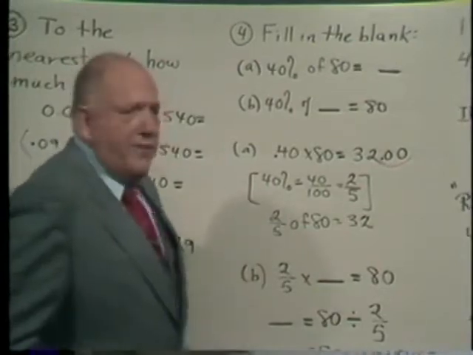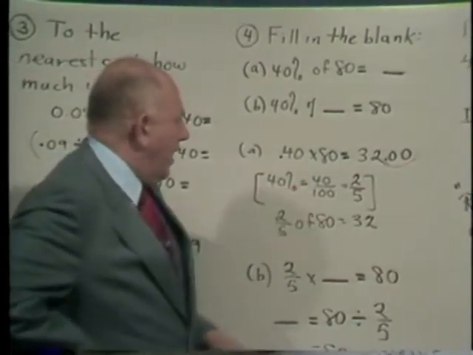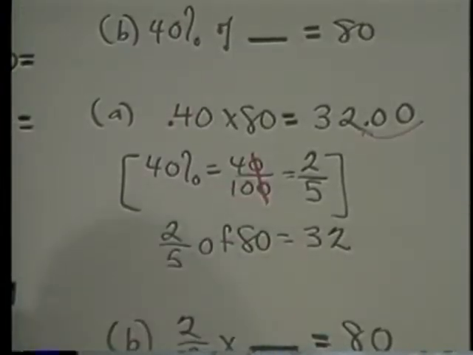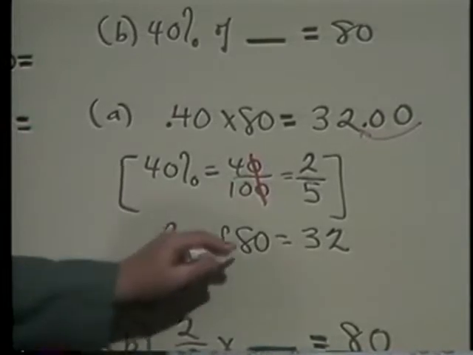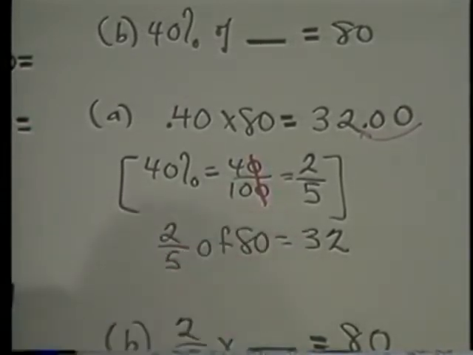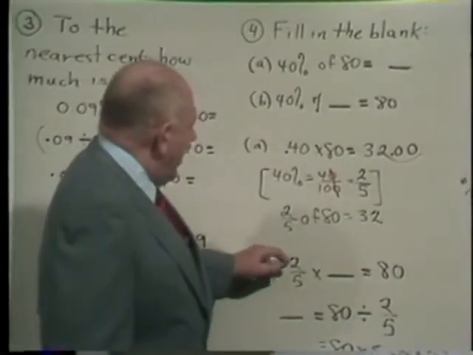By the way, you could have done this as a fraction problem. You could have said, look, 40% is 40 over 100. That reduces to 4/10, which is 2/5. 2/5 of 80. 80 divided by 5 is 16. 16 times 2 is 32. Same answer.